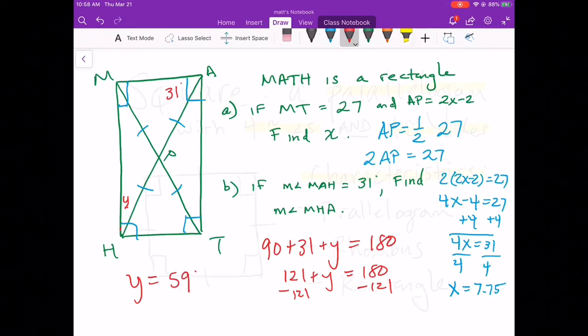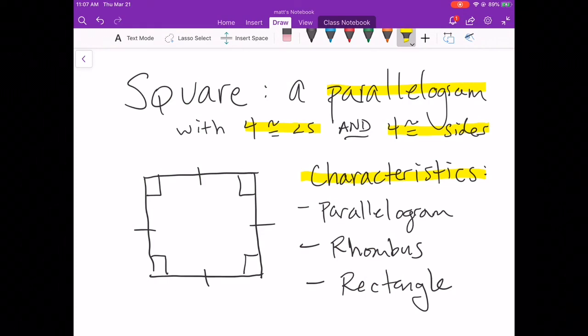Our final special parallelogram that I want to talk about is a square. A square is a parallelogram with 4 congruent angles and 4 congruent sides. So essentially, it's both a rhombus and a rectangle. So all my characteristics are everything that a rhombus is, everything a rectangle is, everything a parallelogram is. And I've drawn you a picture here. That's why squares are so nice.